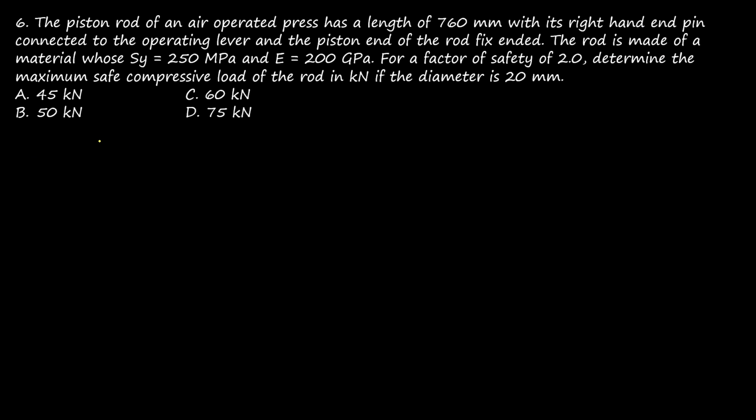So kunyari meron tayong piston rod. Syempre kapag piston rod, ganyan yan. So ayan, piston rod. So medyo maarte, no? Pares lang naman pangit yung drawing. So we have this piston rod. Ang sabi, the piston rod of an air-operated press has a length of 760 mm. So, kunyari ito yung length. With its right hand end pin connected to the operating lever. Sabi, right hand end pin. Kunyari, ito yung right hand end pin.